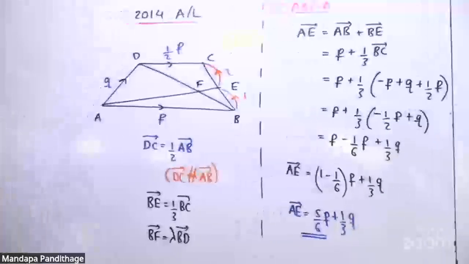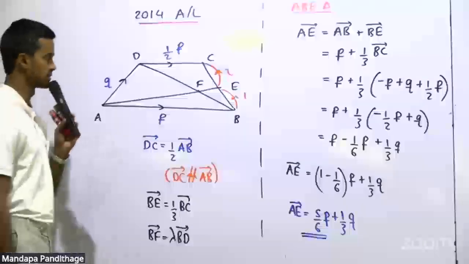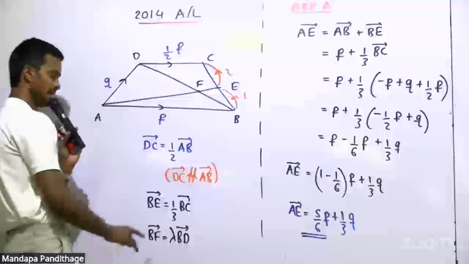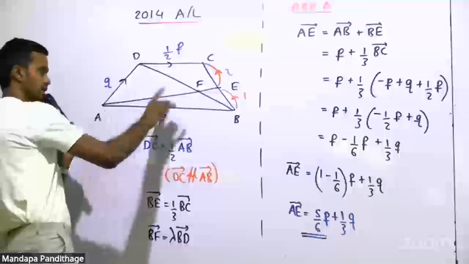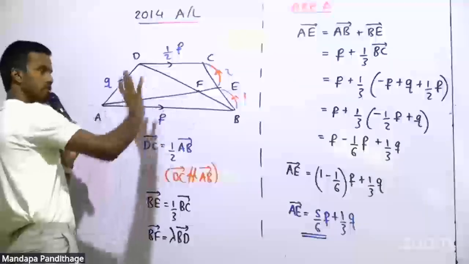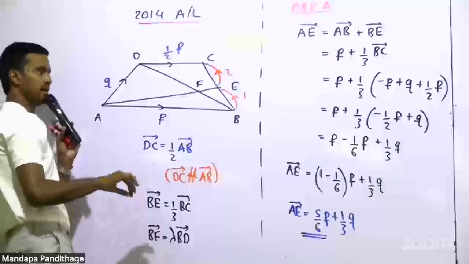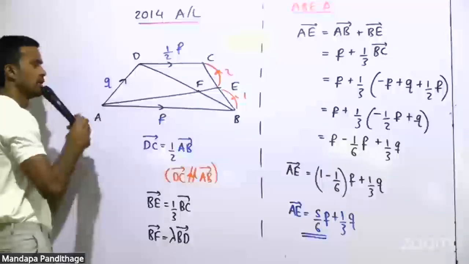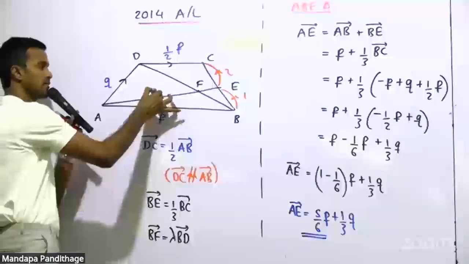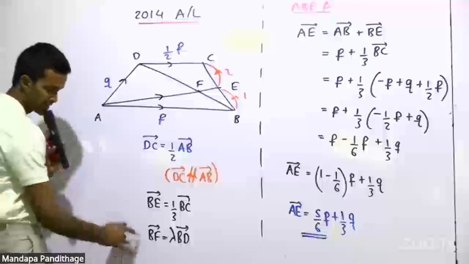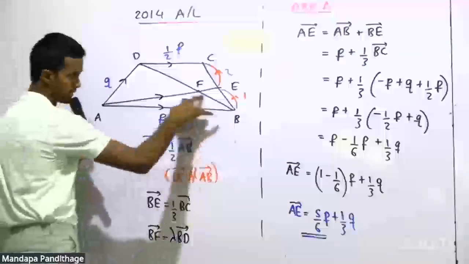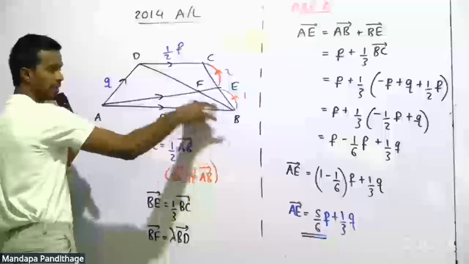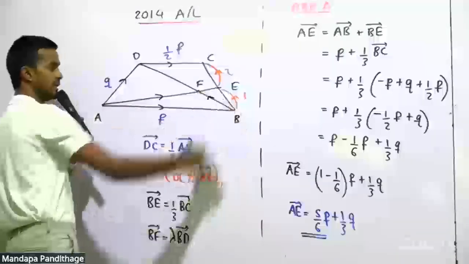Then show that AF is equal to this. So how can we directly write this AF? They have given AF is equal to an answer in terms of lambda. Now look at this. I am supposed to show that AF is equal to an answer in terms of lambda. And what is lambda? Lambda is that BF is equal to lambda BD.